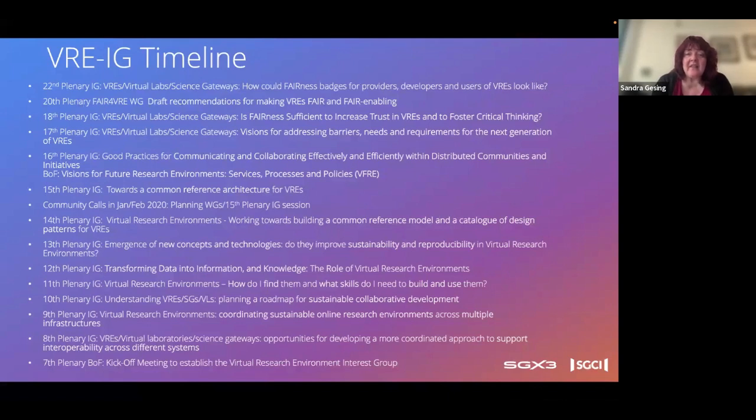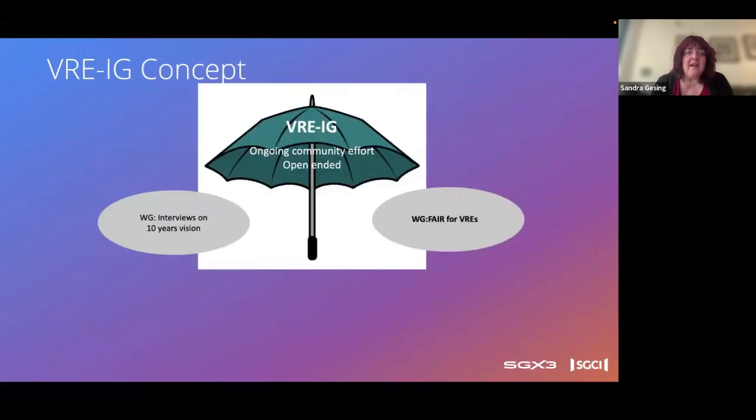And then in the last 2 years, we started to discuss FAIRness, how to get science gateways that can support FAIRness of data and tools, and how we can support these. And the Virtual Research Environment Interest Group concept is that it's an ongoing community effort. It's open-ended, as you have seen, and we just finished the working group for virtual research environments.